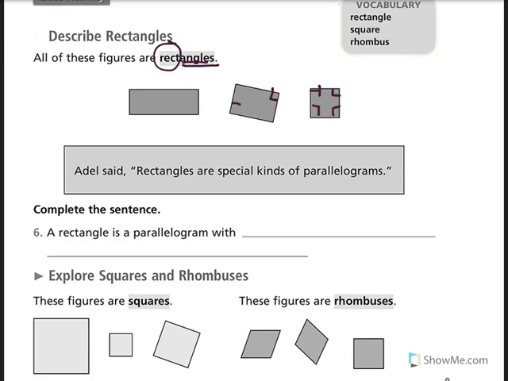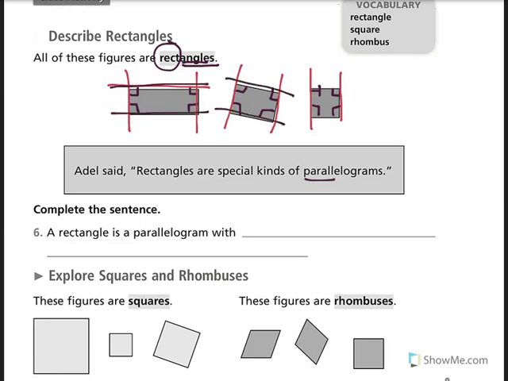Now, this one's turned on its side a little bit. It doesn't matter. These angles are all right angles, rectangles. Every single one of them. But they're also parallelograms because the opposite sides would never touch each other if they continue. Oops, I meant to switch colors, purple.